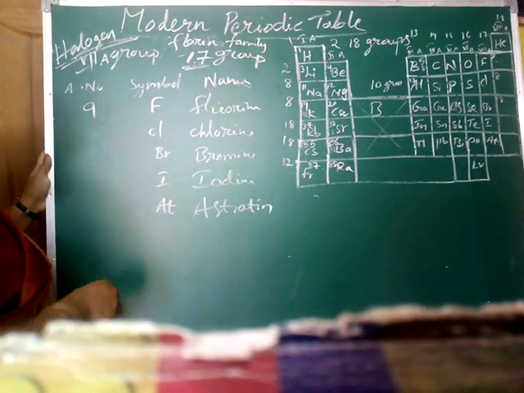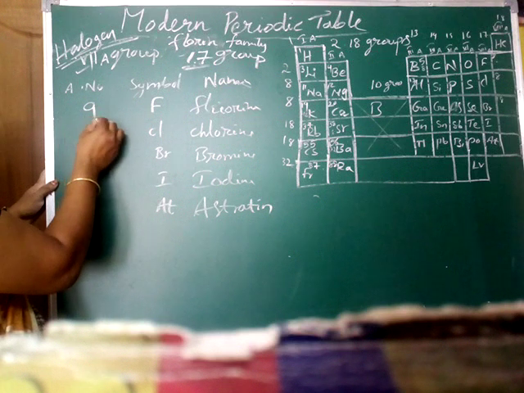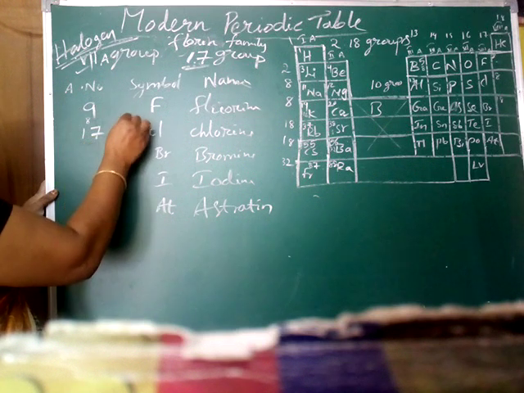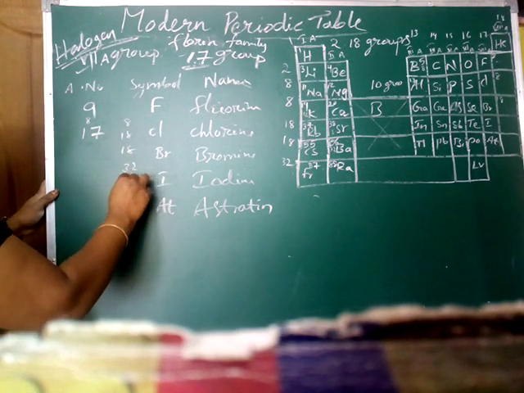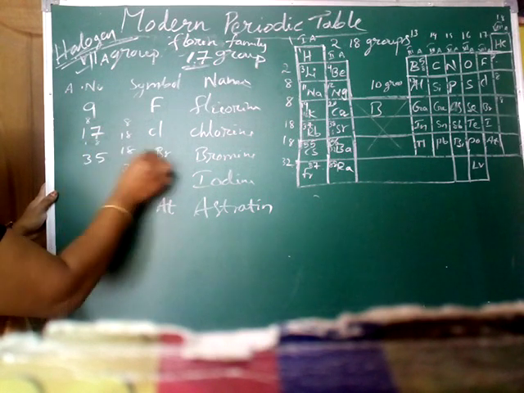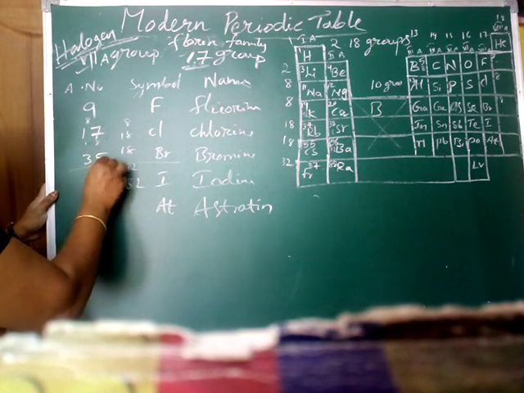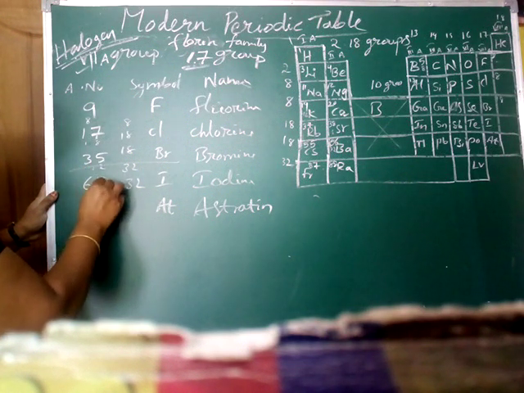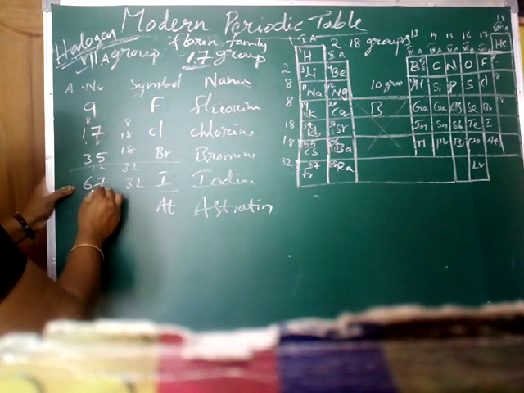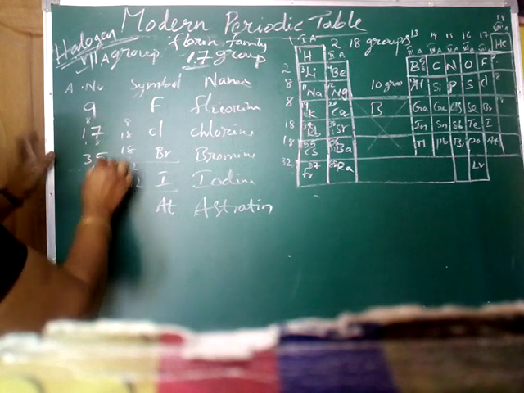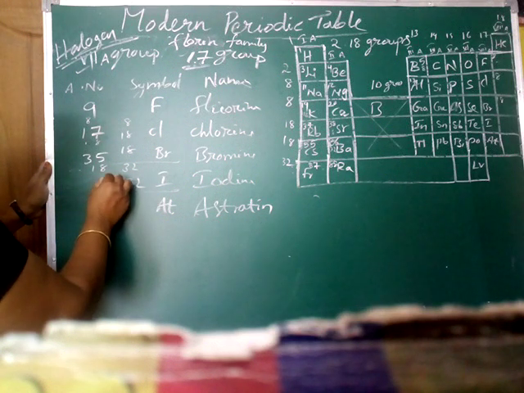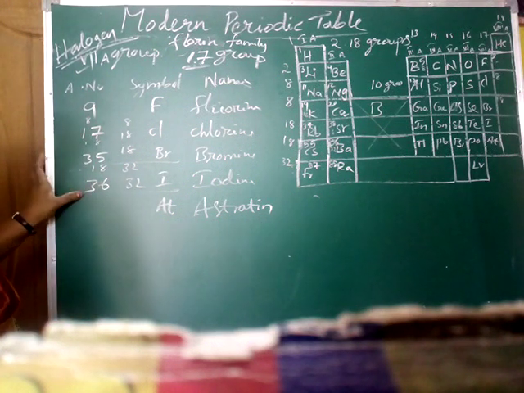Here when you are writing atomic numbers, we can use a simple form. If we add 8 to this one, we get 17, the atomic number of chlorine. Then you have to add 18, then 18, then 32, then 32. Adding 18 to this one, 35 is the atomic number of bromine. Then we have to add 18 again.